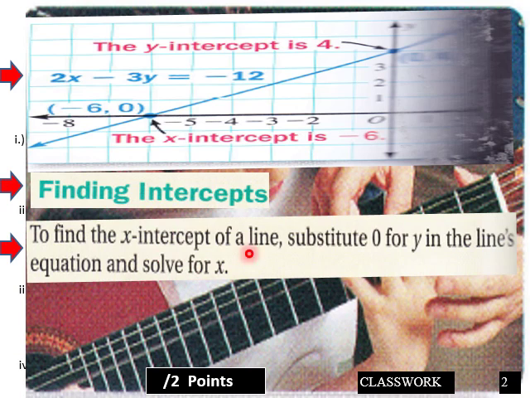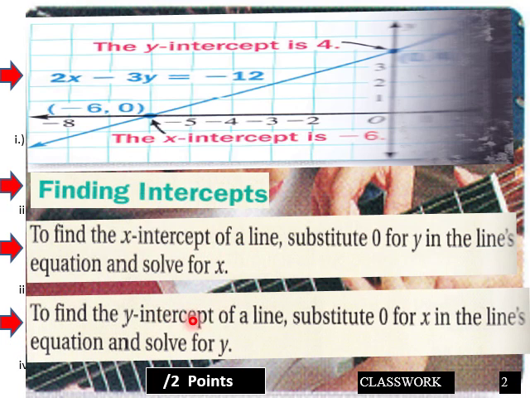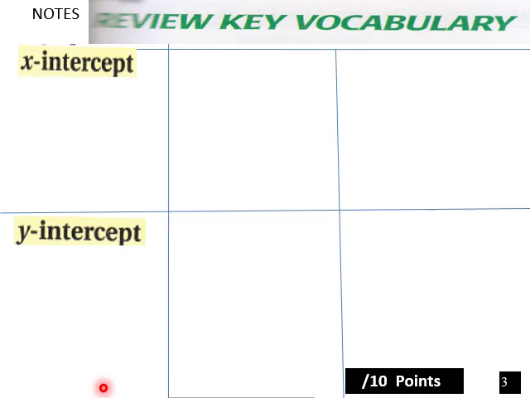Finding intercepts. To find the x-intercept of a line, substitute 0 for y in the line's equation and solve for x. To find the y-intercept of a line, substitute 0 for x in the line's equation and solve for y. Students, in your own words, define x-intercept and y-intercept.